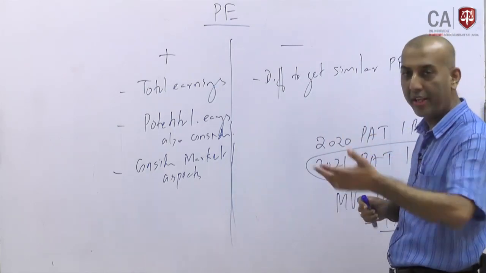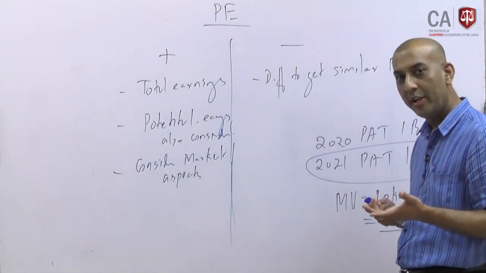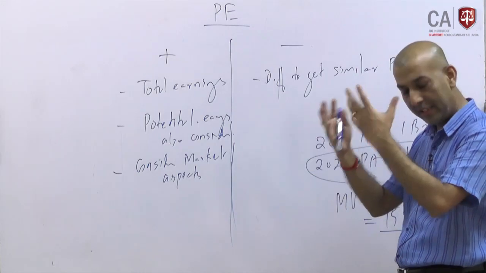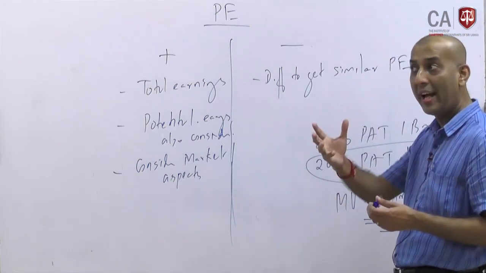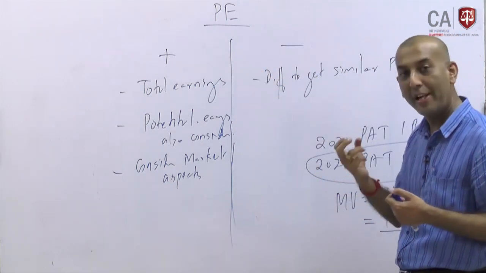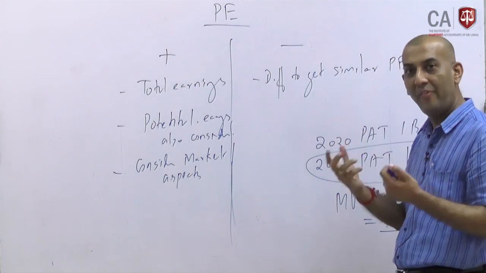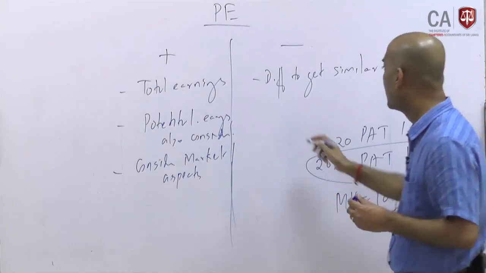So if you take, say, an education company, and you don't have a listed company in education, how are you going to value it? You are an unlisted private company with a good education business, but you don't have a similar company listed in the market. So how do we take the P/E ratio? You may have a problem with the P/E ratio. It is difficult to get a similar P/E ratio in the market.